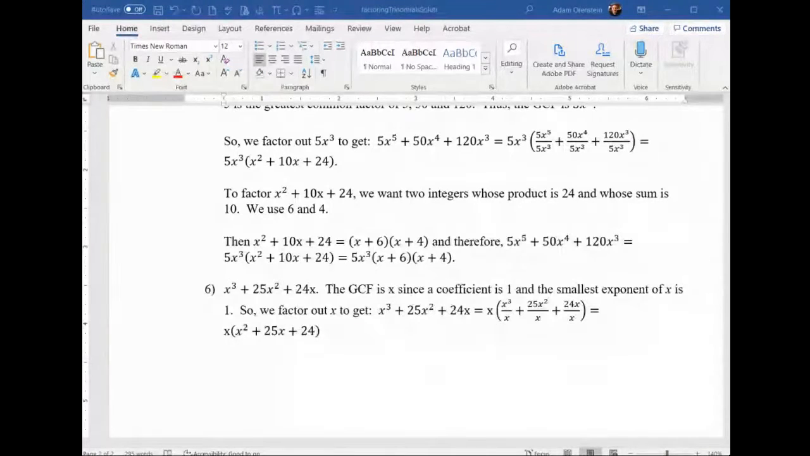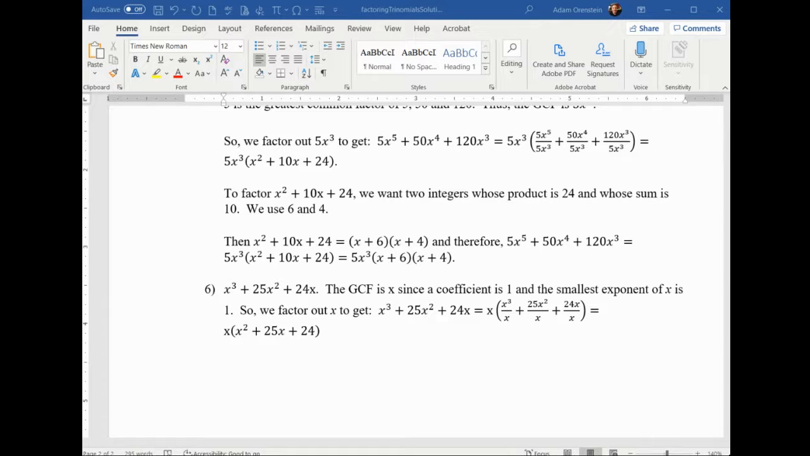And the last one, real quickly, the GCF is actually x. You can see the smallest exponent of x is 1. And we have a coefficient of 1. So in other words, the greatest common factor of the coefficients is 1. And the smallest exponent of x is 1. So the GCF is just x.